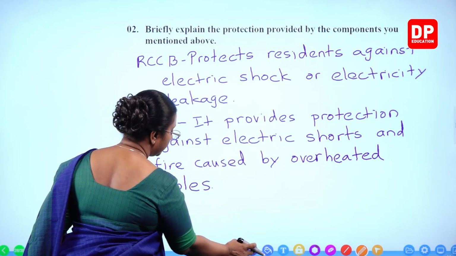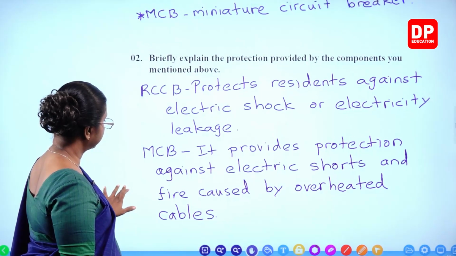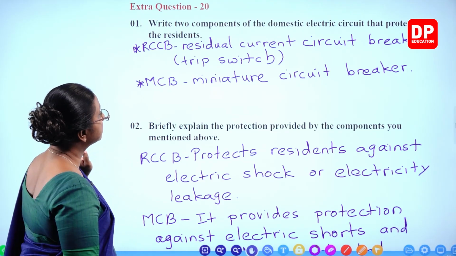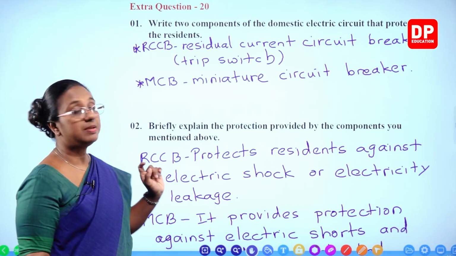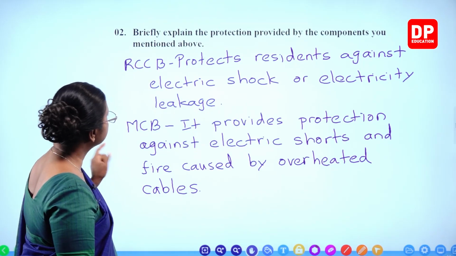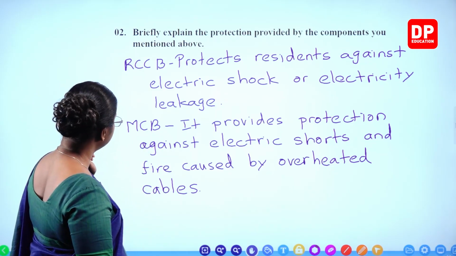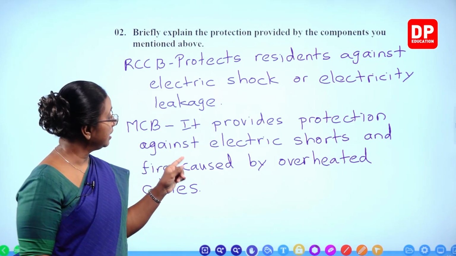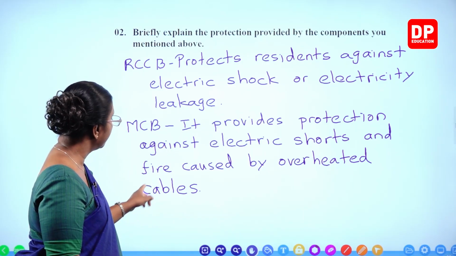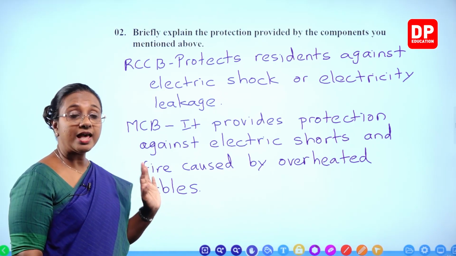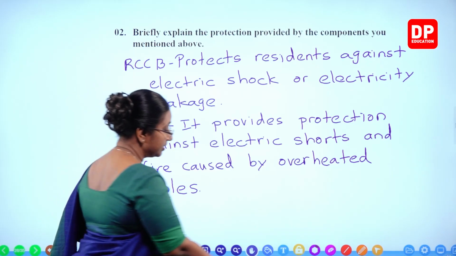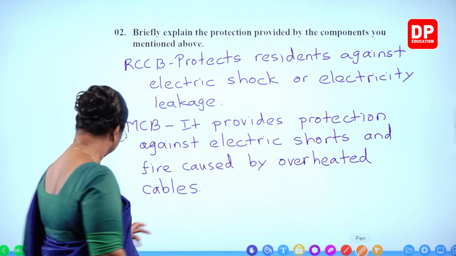So that is how these two components protect. The two components are RCCB, residual current circuit breaker or trip switch, and MCB, miniature circuit breaker. RCCB protects residents against electric shock or electricity leakage. MCB provides protection against electric shorts and fire caused by overheated cables. So you all have to understand how the protection is provided. With that, students, I will move on to the next question.